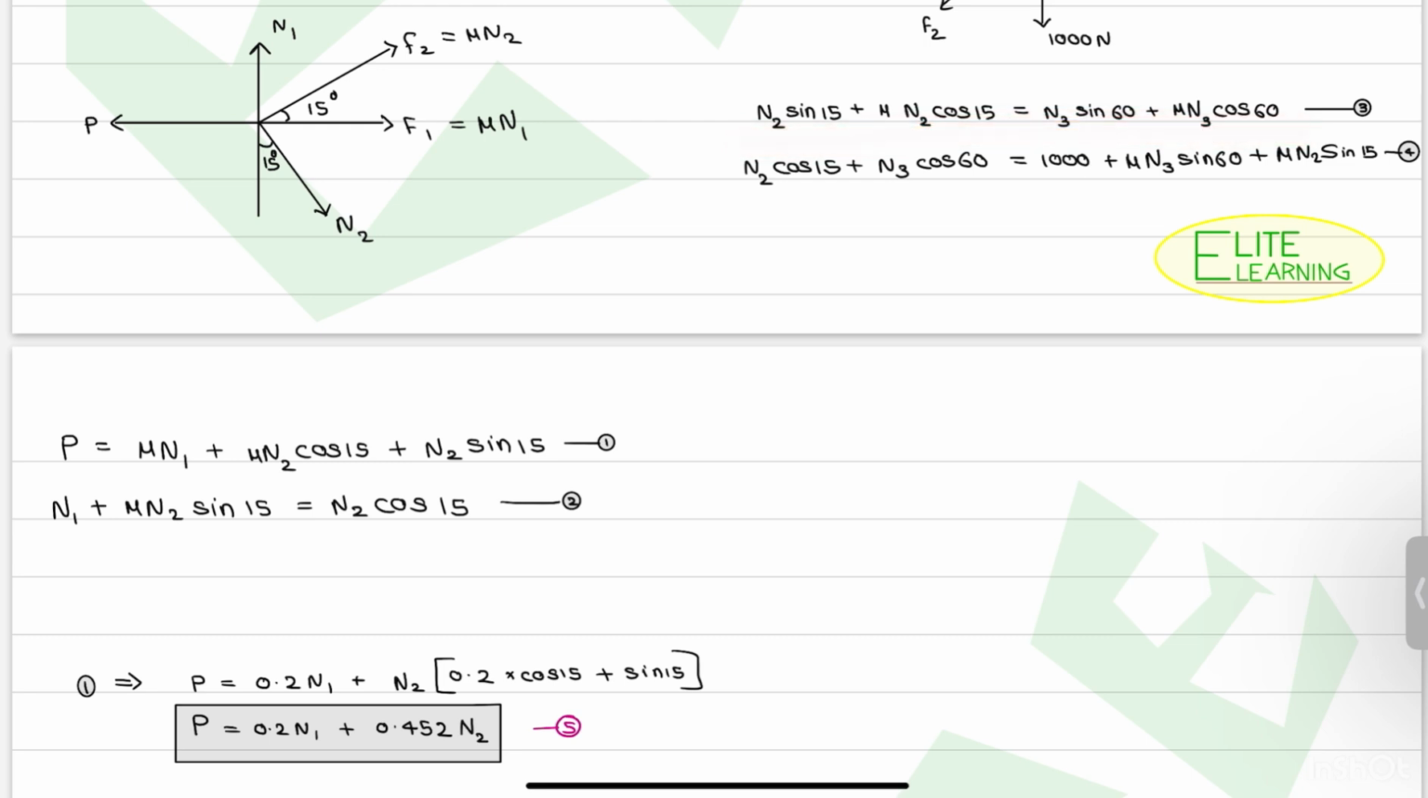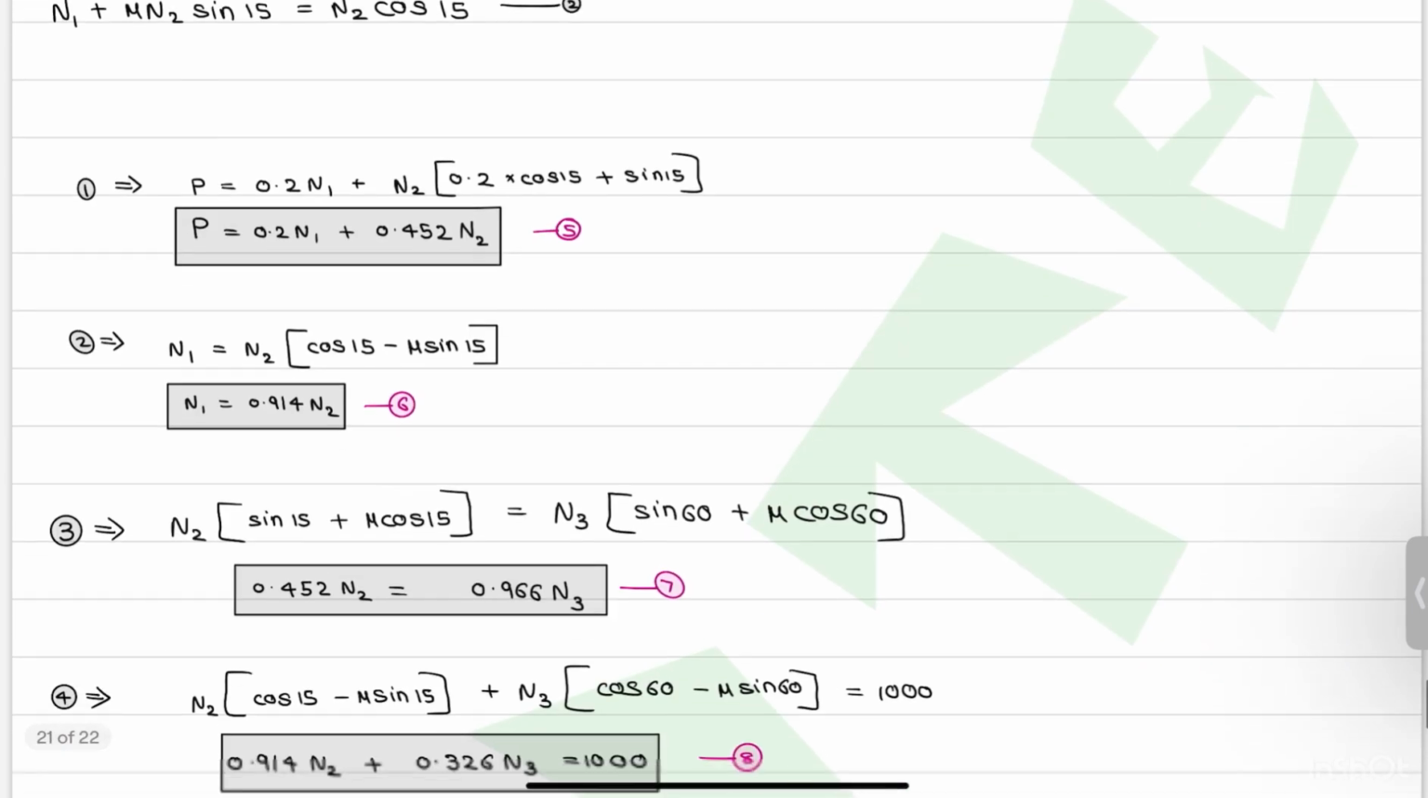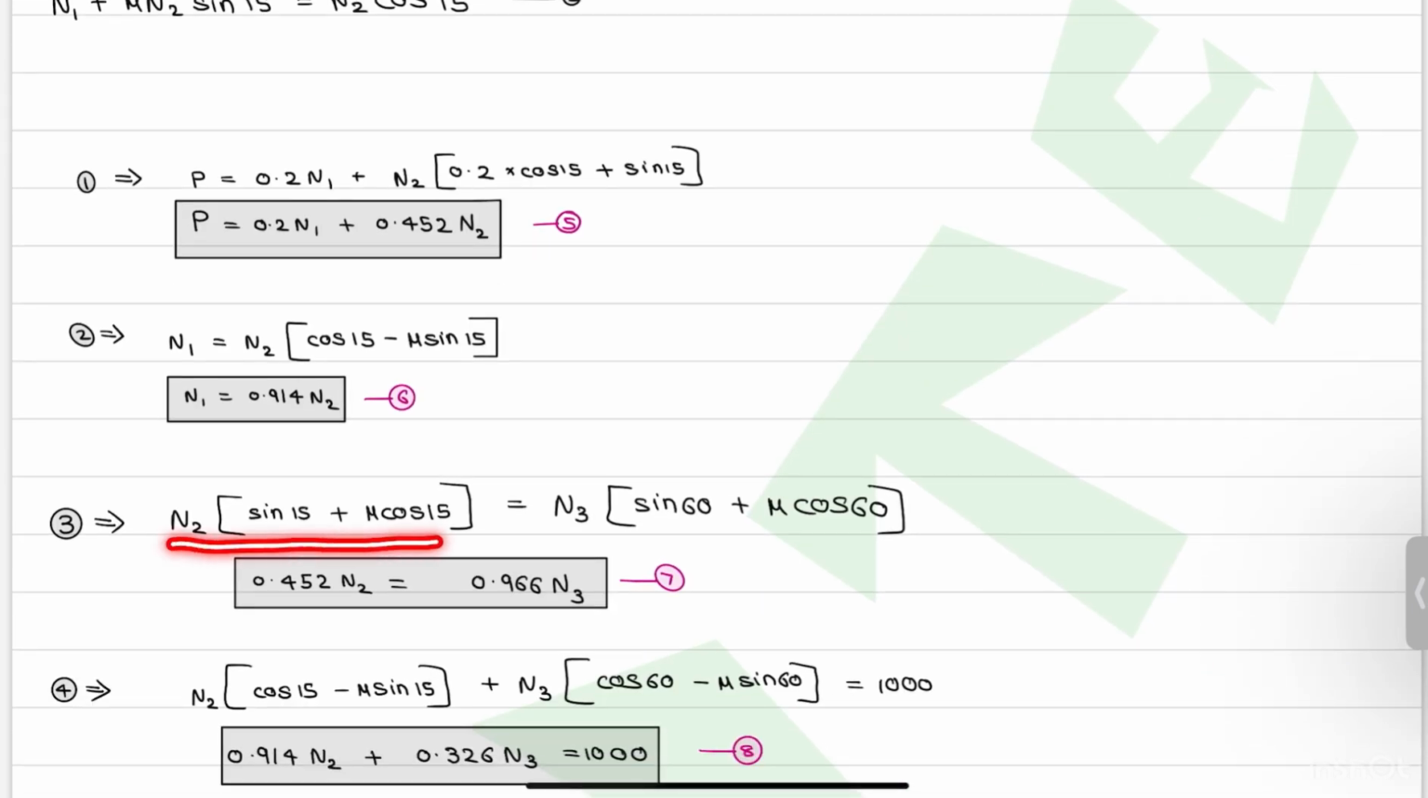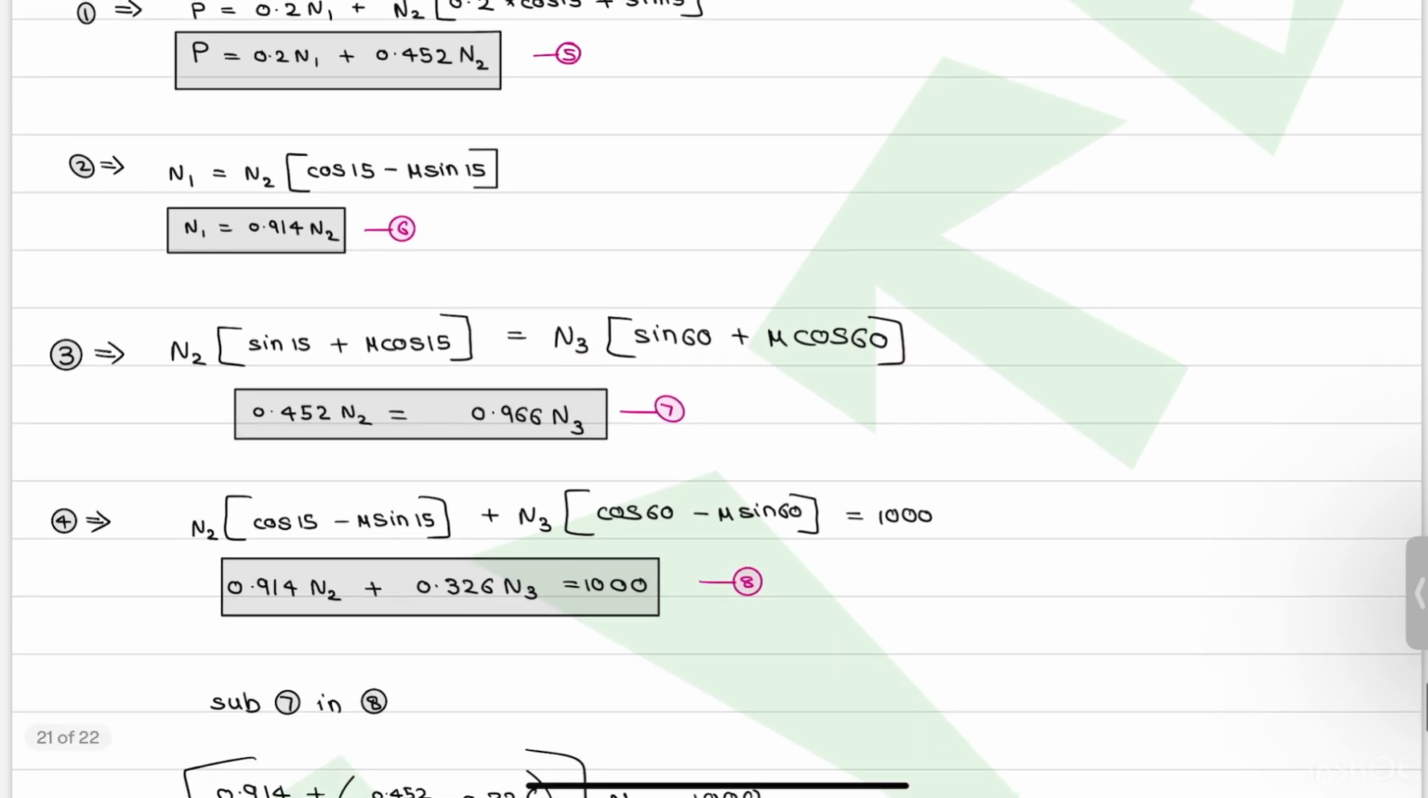We can rearrange this equation in terms of N2 and N3 to get a relation between them. So N2 times sin 15 plus mu cos 15 is equal to N3 times sin 60 plus mu cos 60. While calculating this, 0.452 N2 is equal to 0.966 N3.